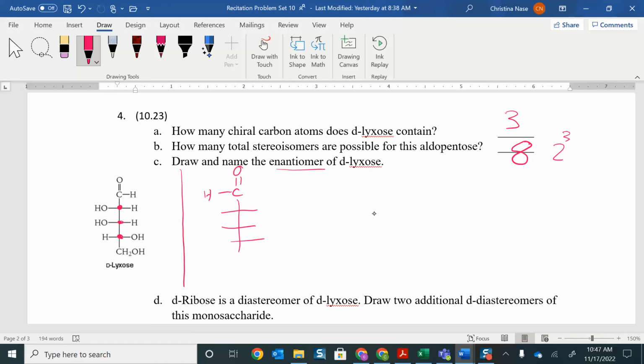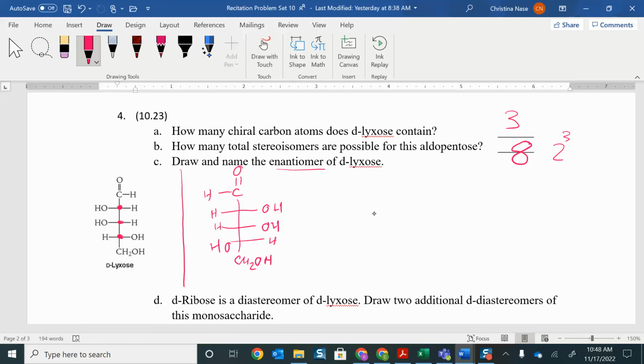So if I see that the hydroxides, I have one on the left, left, right, I'm going to do the opposite over here. I'm going to put it on the right, on the right, and then on the left. On the other sides, I'm just going to have hydrogens. And on the bottom, I still have that CH2OH. That's not a chiral carbon, so I can flip that around any way I want. So that would be the mirror image.